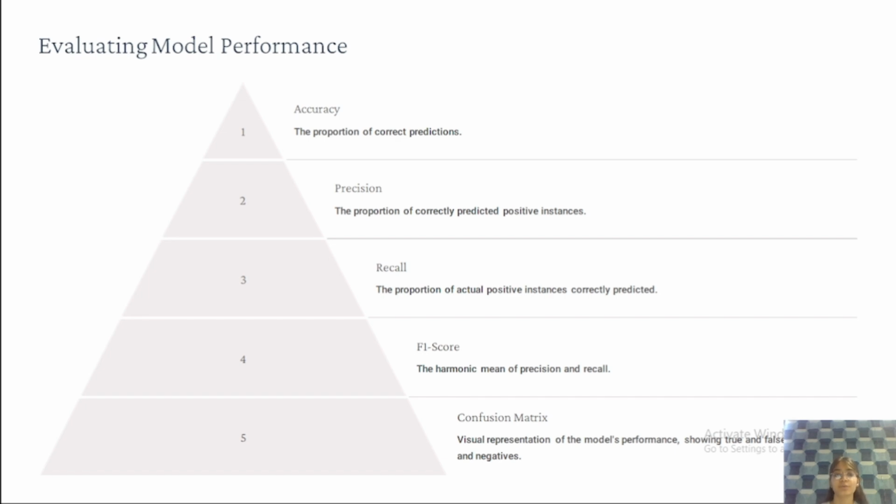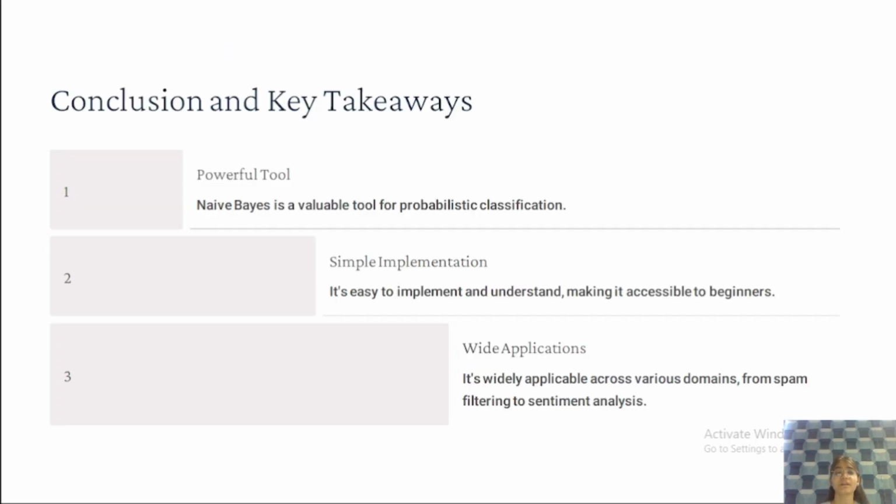We are not going through the depth of this model performance because we have covered this topic in an earlier video. The conclusion and the takeaway of this whole video is that Naive Bayes is a powerful tool. The implementation of Naive Bayes is very easy, and the applications of Naive Bayes are widely used. It can be used in multiple areas in the real world. So that is it about the Naive Bayes machine learning algorithm. Hope this will help you. Thank you.